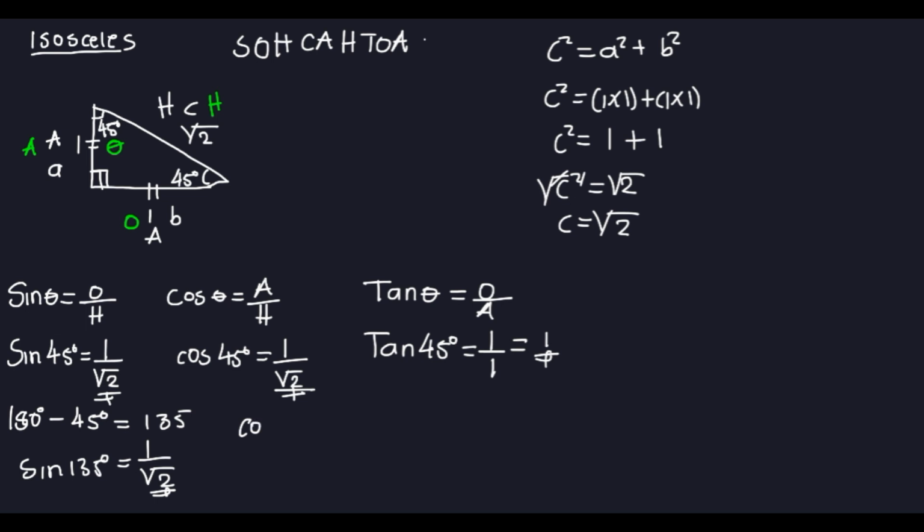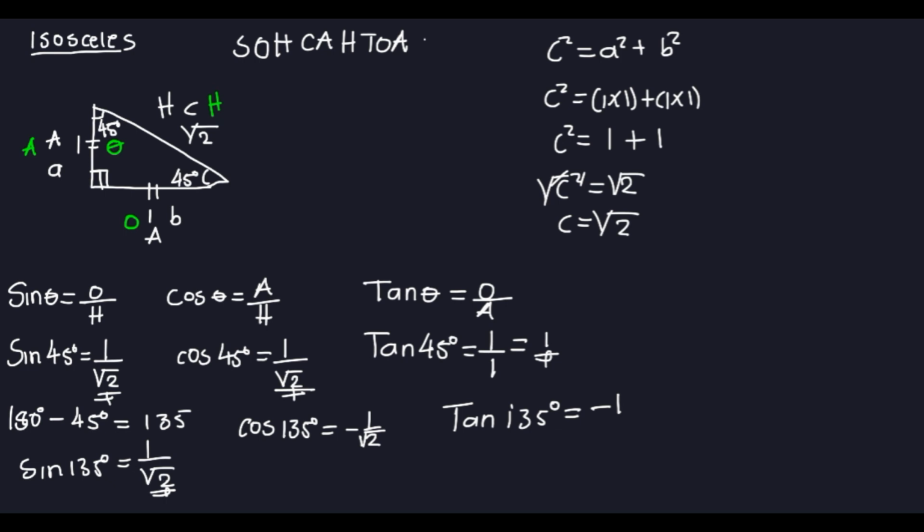So we'll also say cos 135 is equal to, now for cos in the second quadrant, we need to have the negative root, negative 1 over root 2. What of tan? So tan 135, since we are doing it with the same 45, tan 135 is equal to negative 1.